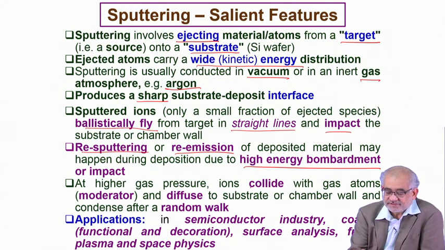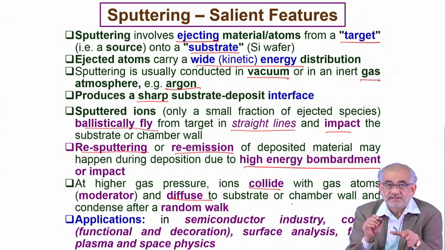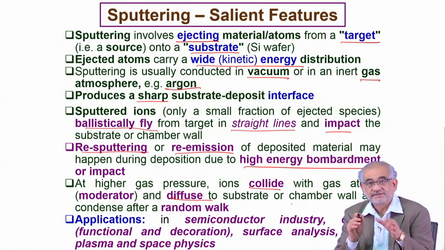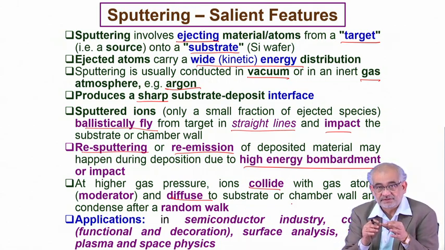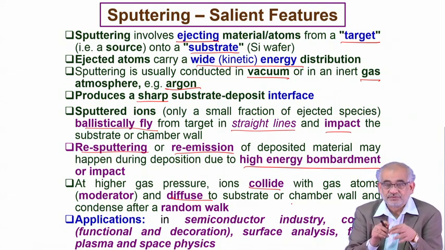So at higher gas pressure, the ions can collide with the gas atoms, which is used as a moderator, and diffuse to the substrate. And when it actually hits and goes and sits inside, it can create a certain diffusion gradient, and in the process it can move inside the substrate and proceed up to a certain depth.